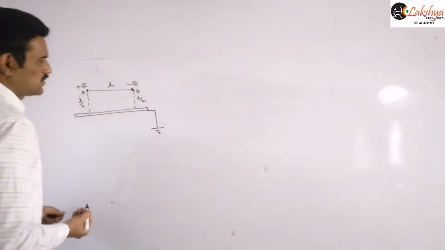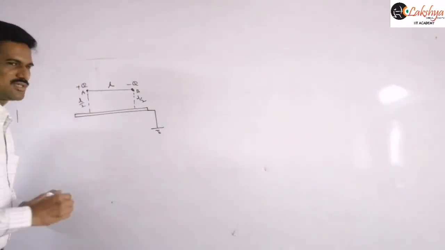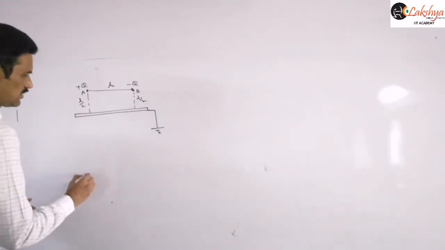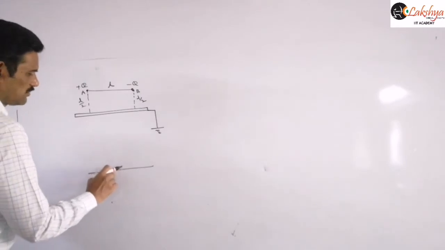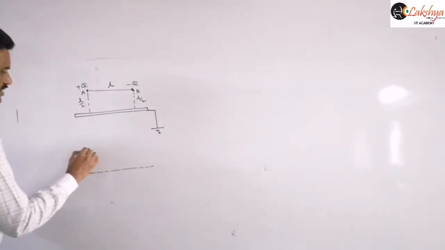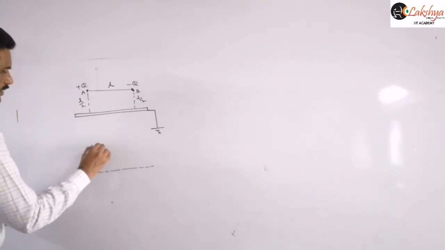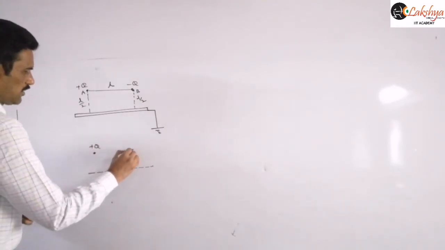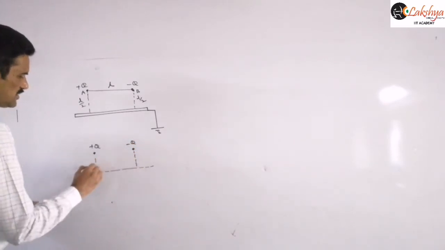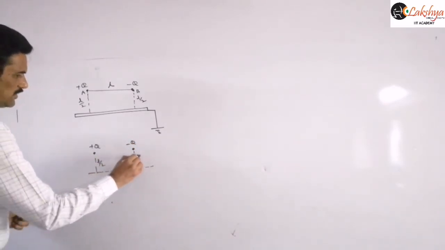So I will draw the image here. This is the plane I am taking here, an equipotential surface. So here one charge will be there, plus q, and here minus q will be there. This distance L by 2 is given from the conducting plate.